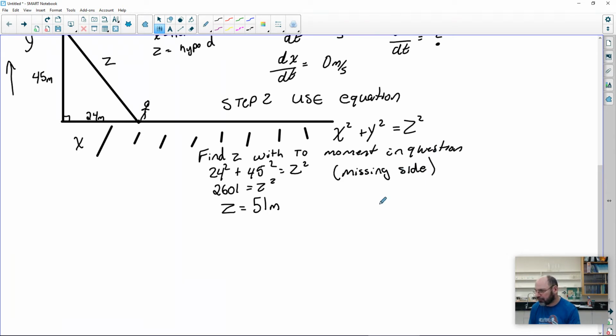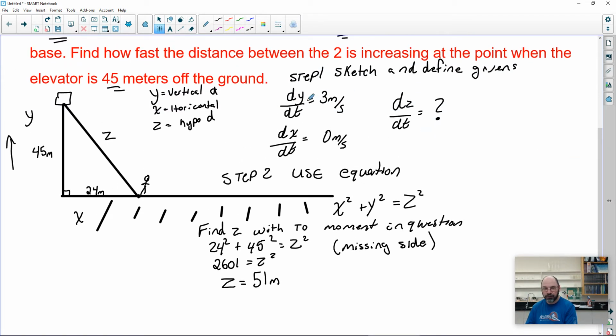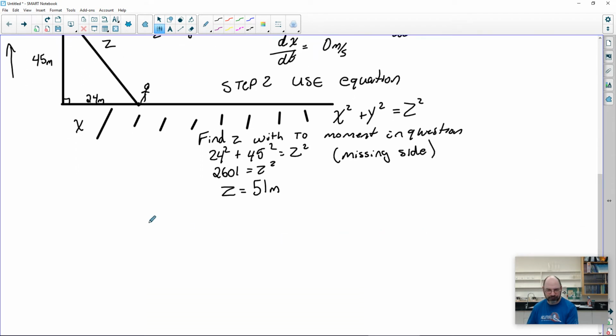Okay. Step 3 now is to do differentials of the equation. Take the derivative of the equation to add in the rates of change. Remember, the rates of change were here. dy/dt was 3 because the elevator is going up 3. dx/dt was 0 because she's not moving. This person is not moving on the ground. And dz/dt is what we're trying to find out. So we're going to relate those three together. So step 3, take the derivative. Okay, we've got 3 variables here, but we have 2 given differentials, so that's fine. And we're going to find the third.